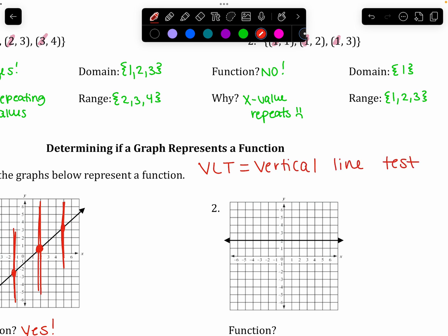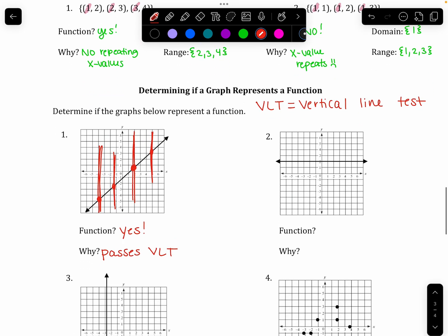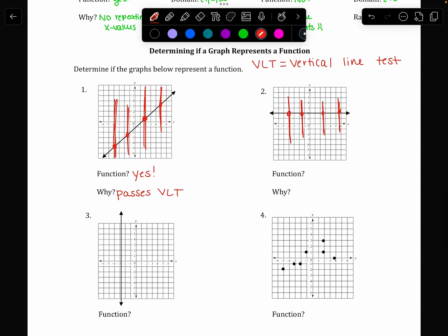Vertical line test. When I look at number 2, I can put a vertical line anywhere on here, and no matter where I put it, notice that my vertical line will only ever hit my graph once. So we would say again, yes, this passes the vertical line test.